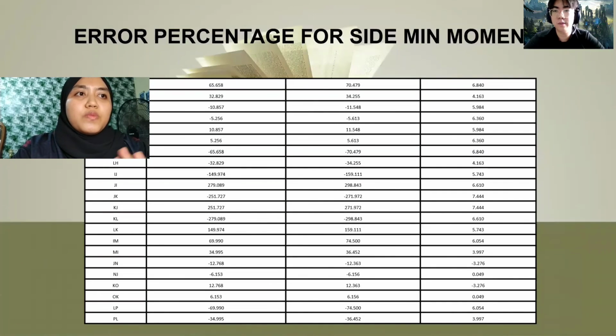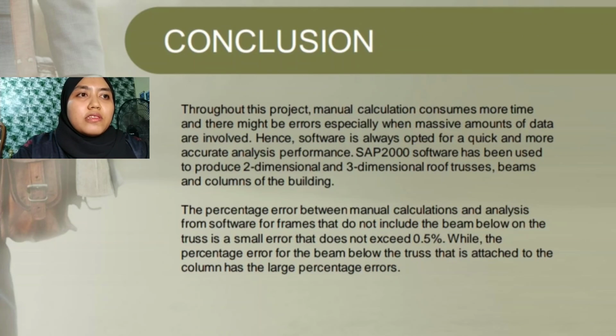So for the conclusion, throughout this project, manual calculation consumes more time and there might be error, especially when massive amounts of data are involved. Hence, software is always opted for quick and more accurate analysis. By using SAP 2000 software, we produce two-dimensional and three-dimensional roof trusses, beams and columns for the building. The percentage error between the manual calculations and analysis from software for frames that do not include the beam below the truss is small, not exceeding 0.5%, while the percentage error for the beam below the truss that is attached to the column is large.